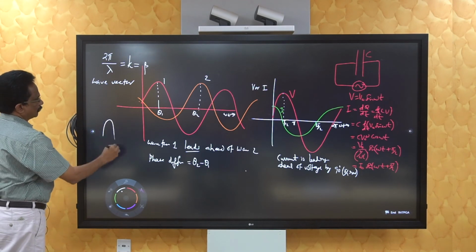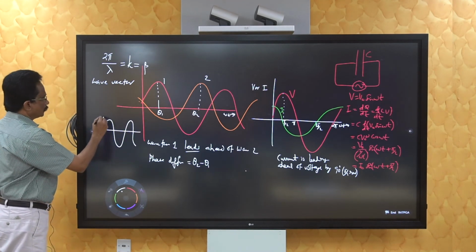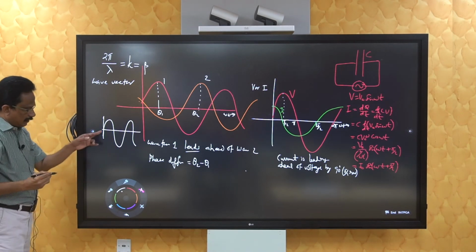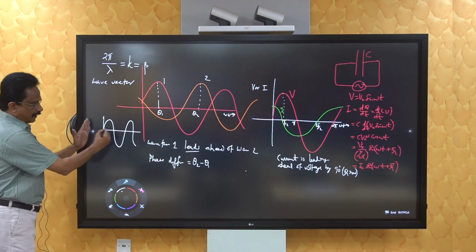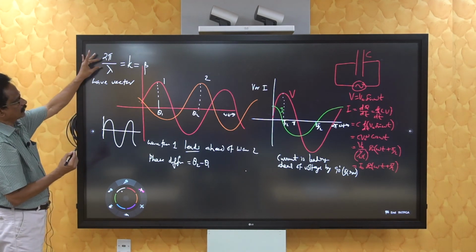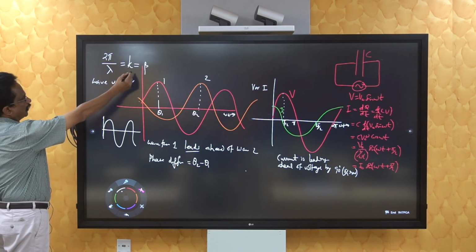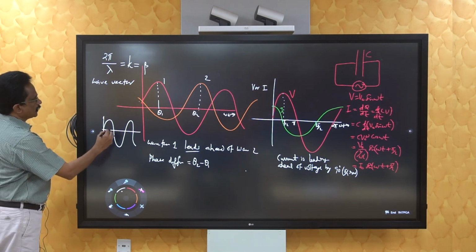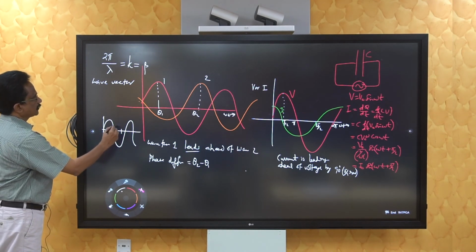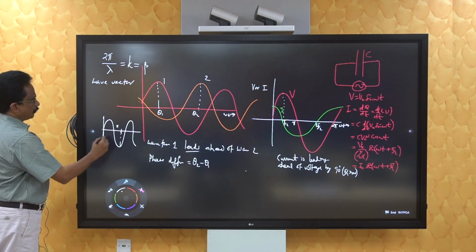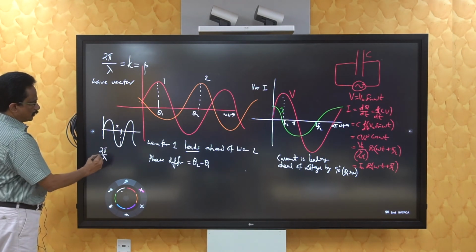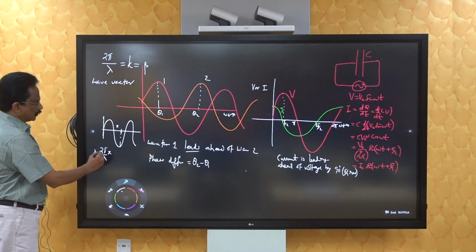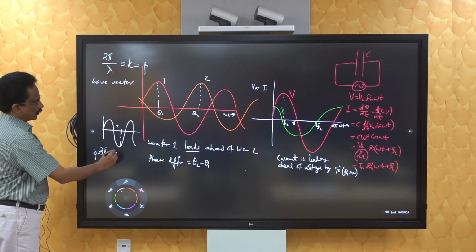Say if this is a waveform, you move unit distance along the wave. When we move unit distance along the axis, then the shift in phase is 2 pi by lambda, and it is called the phase shift constant. Suppose we move a distance x, then the phase shift is 2 pi by lambda for unit distance. Therefore, the phase shift phi for a distance x is equal to 2 pi by lambda times x, or it is called kx.